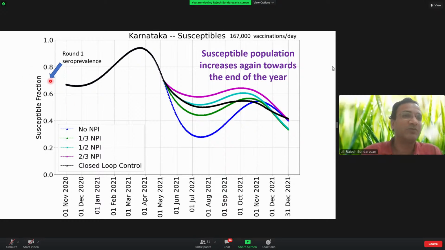So the seroprevalence for round one is somewhere here, and it's matched to that. The seroprevalence across Karnataka was around 27%. So that's what we have in this picture here as well.